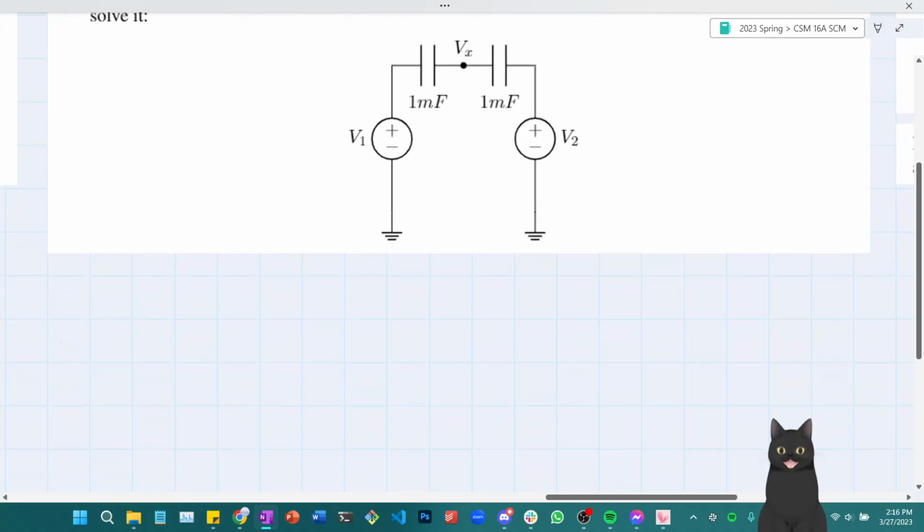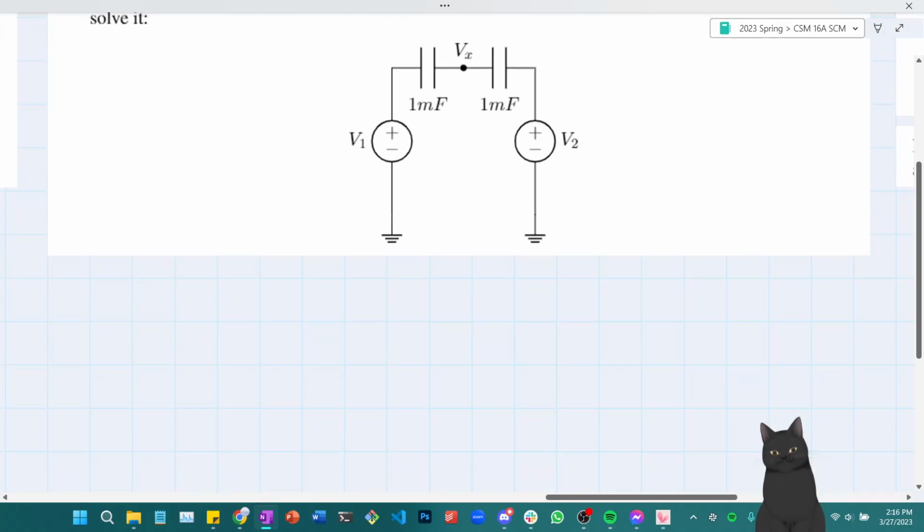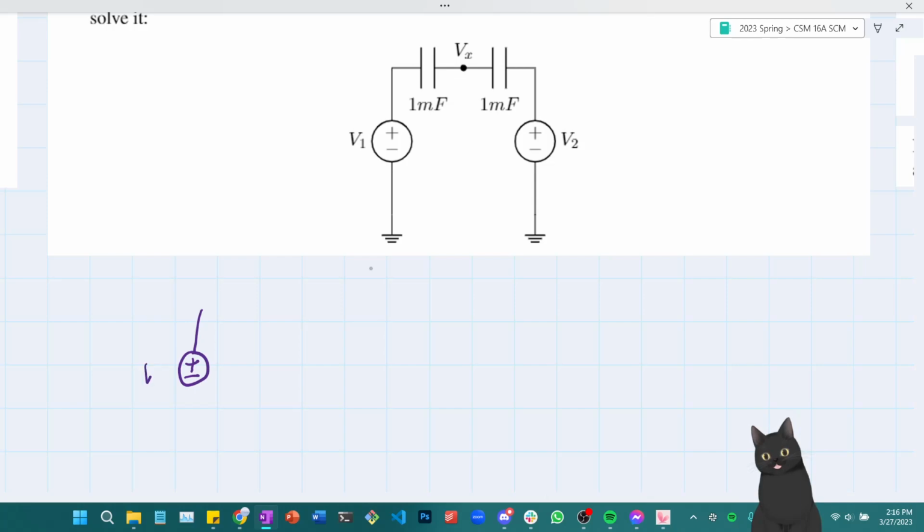So if I'm going to use the normal way, then I'll first need to define a couple of voltages here. So let's say that I redraw my circuit as the following, just to make things a little more general to work with.